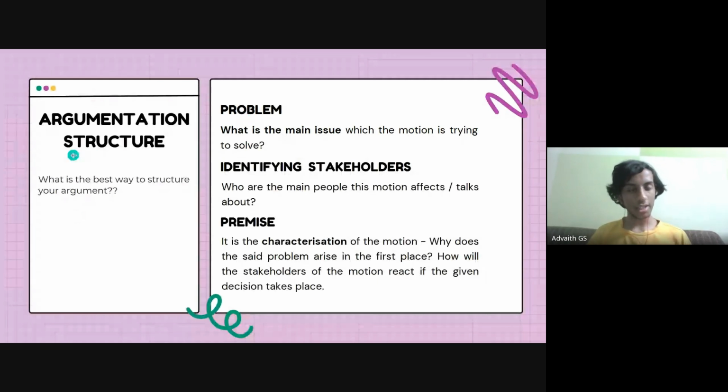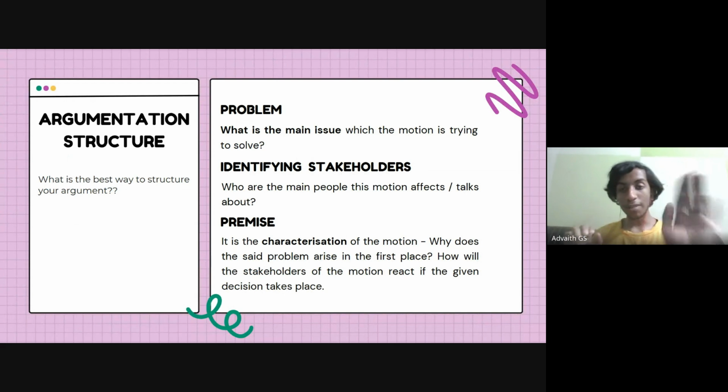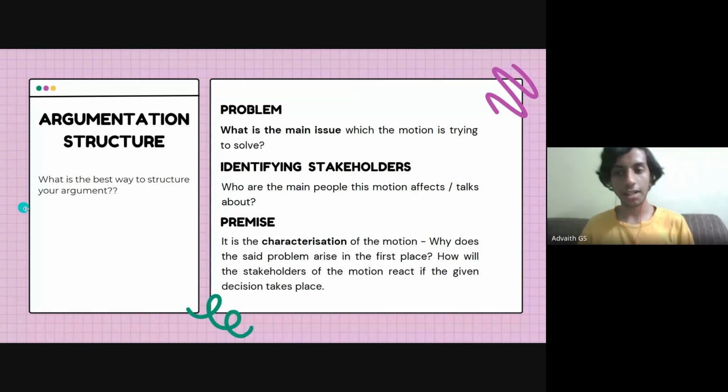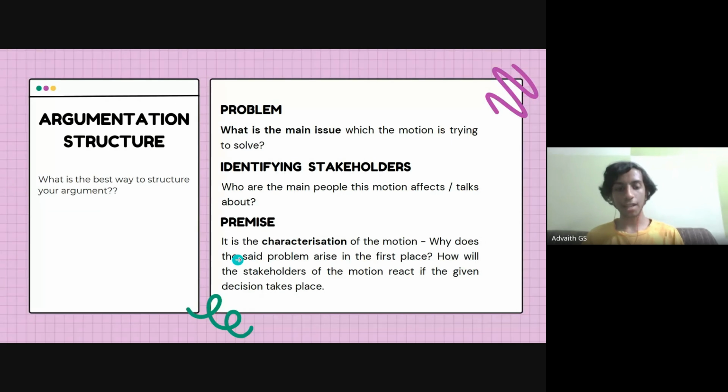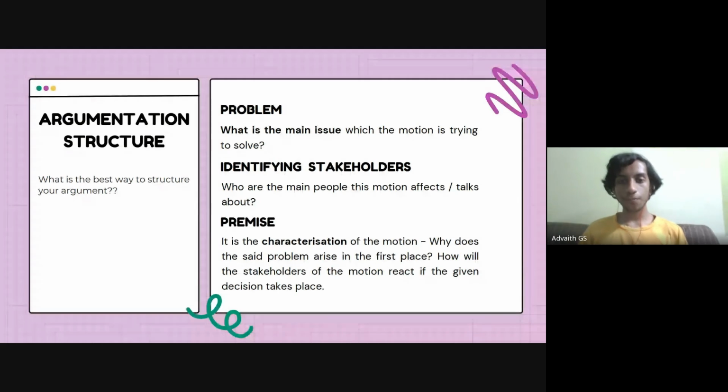Problem: we've already talked about it. Identifying the problem and explicitly talking about the main issue that the motion is trying to solve is very important. Problem, and identifying stakeholders. Okay, I'll come up with a new example. This house opposes capital punishment. Capital punishment is the death penalty, like sentencing somebody to death.